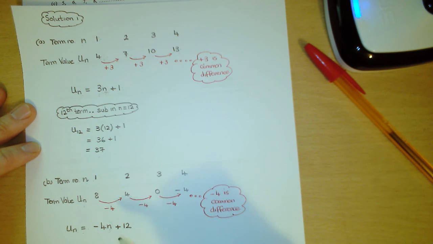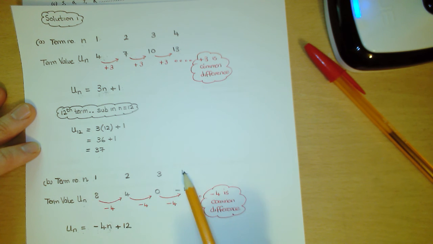And I'll let you into a secret. If it works for the first two pair of numbers, it will work for every pair. Let me just prove it to you. Chuck in n as 3. So minus 4 times 3 is going to give you minus 12, and then add on 12, you're going to get 0.